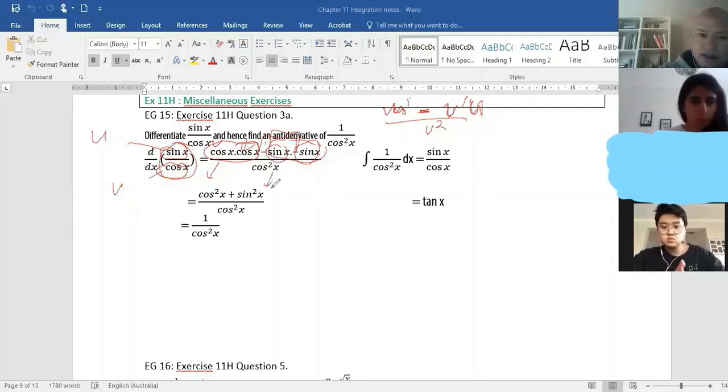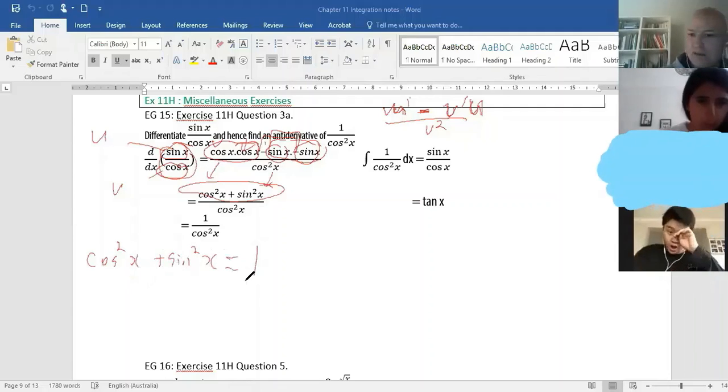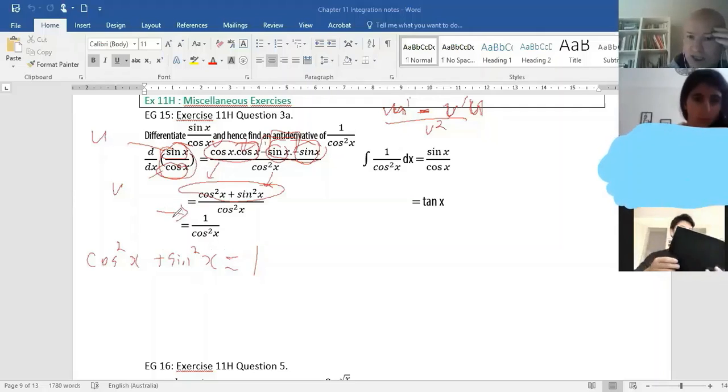This rule is a specific rule in maths. Cos squared something, we'll call it x, plus sine squared of the same thing equals 1. That is a maths rule. So if you don't know that, make sure you write it down, highlight, remember it. That's how we get the 1 in the numerator here. So I've got 1 divided by cos squared x.